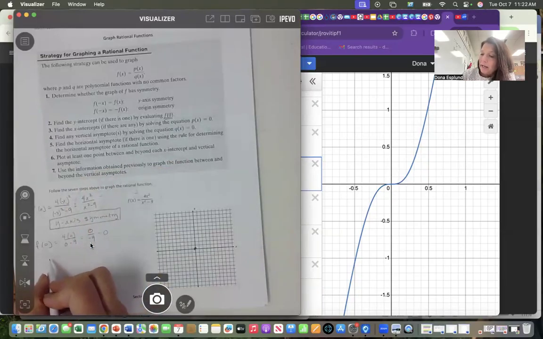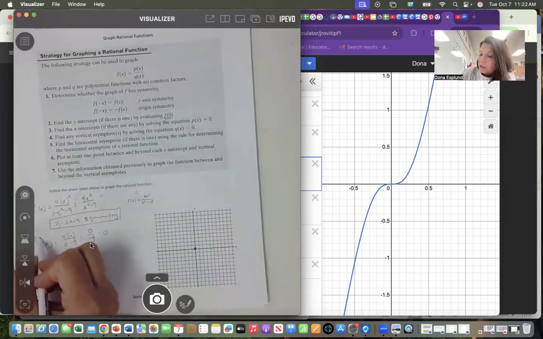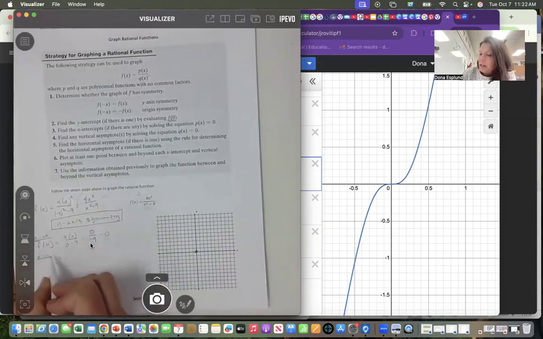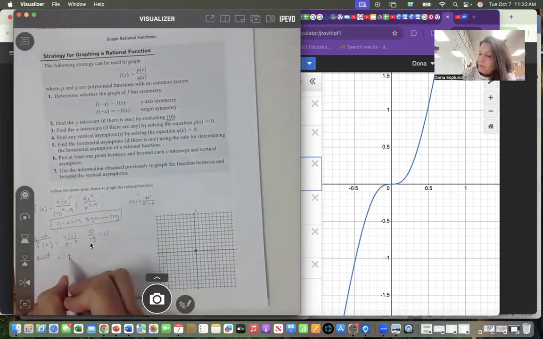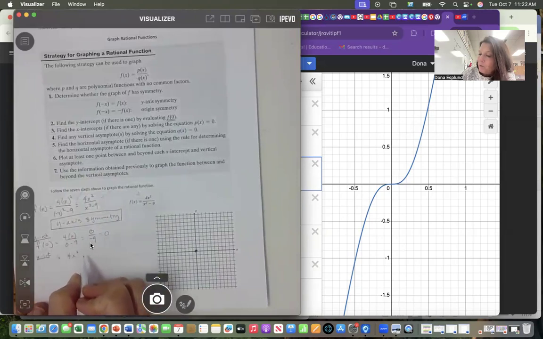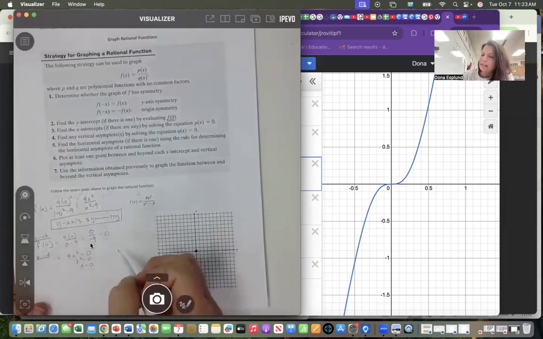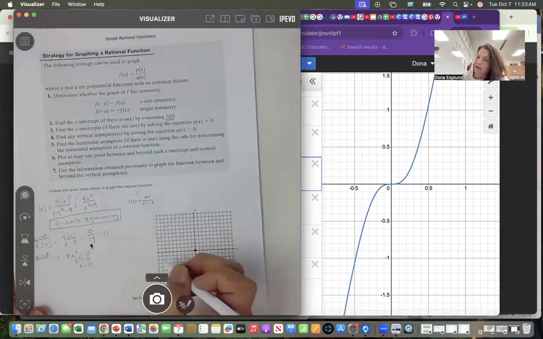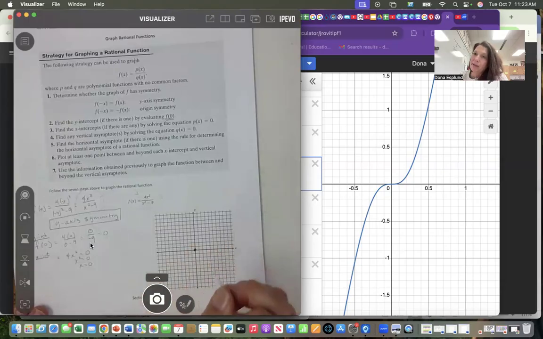So this would be my y-intercept. For my x-intercept, I would want to set my numerator equal to 0. Well, in this case, it's kind of a redundant point, so I'm going to say 4x squared is equal to 0, and then I know that x squared is going to equal 0, so x is going to equal 0. So I came up with that same point that I have, but that'll also tell me that I don't have any other x-intercepts. I only have this one at (0, 0).